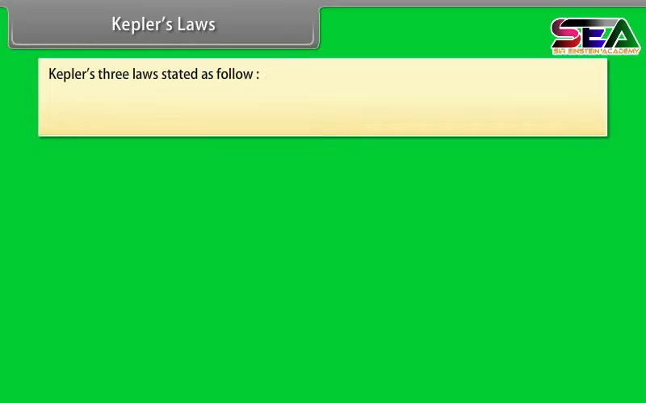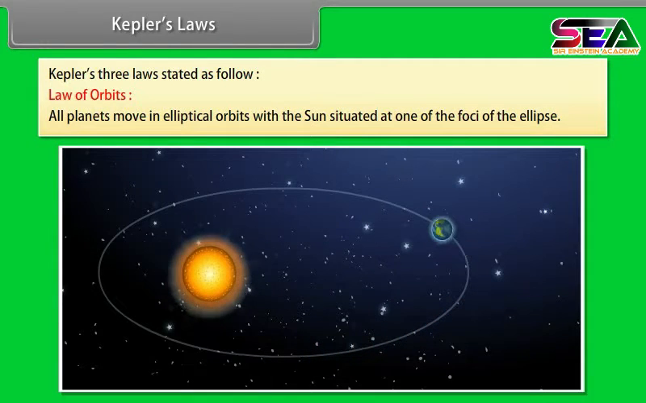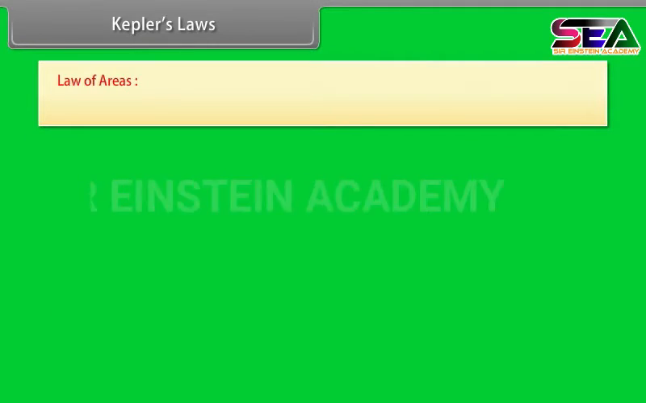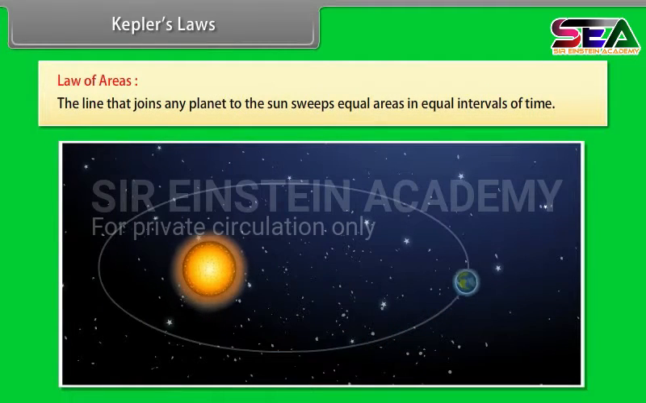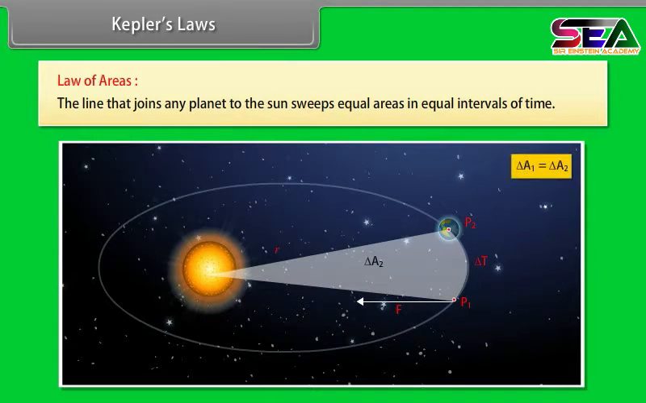Kepler's Law. Kepler gives three laws. They are stated as: Law of orbits. All planets move in elliptical orbits with the Sun situated at one of the foci of the ellipse. Law of areas. The line that joins any planet to the Sun sweeps equal areas in equal intervals of time. This law comes from the observation that planets appear to move slower when they are farther from the Sun than when they are nearer.